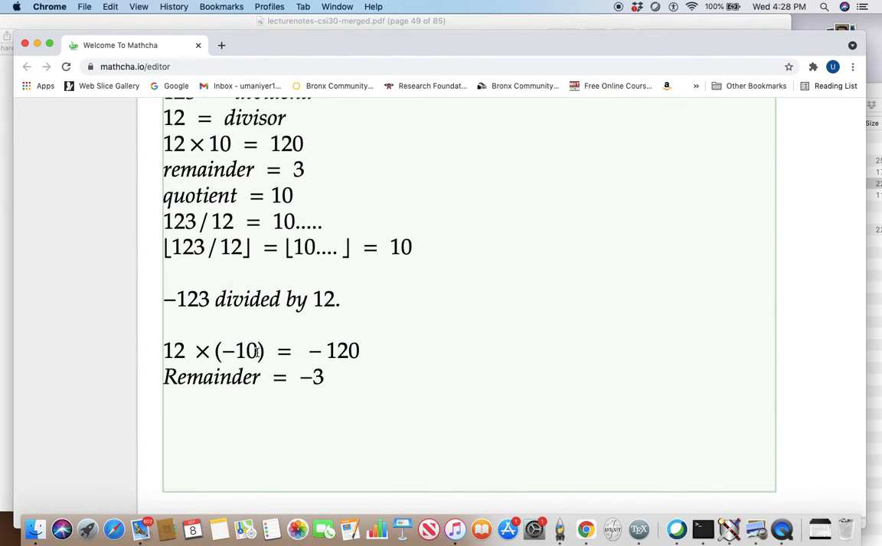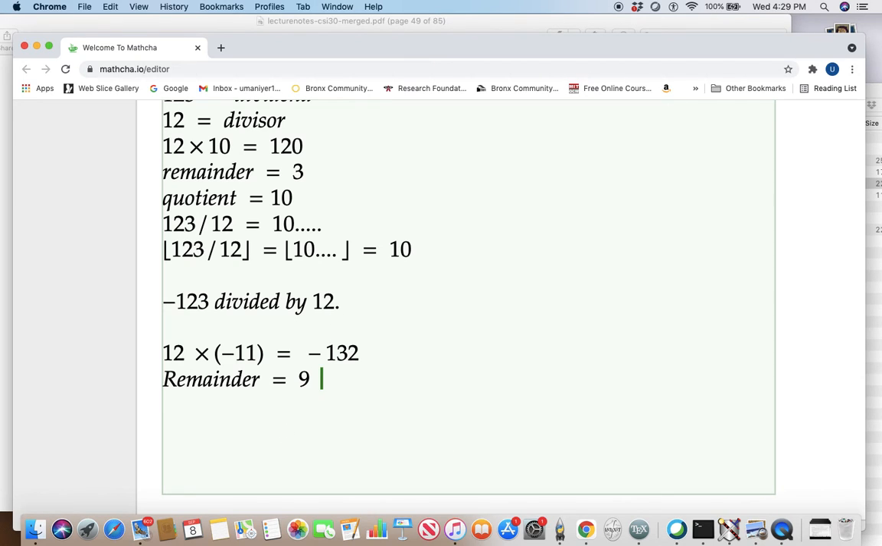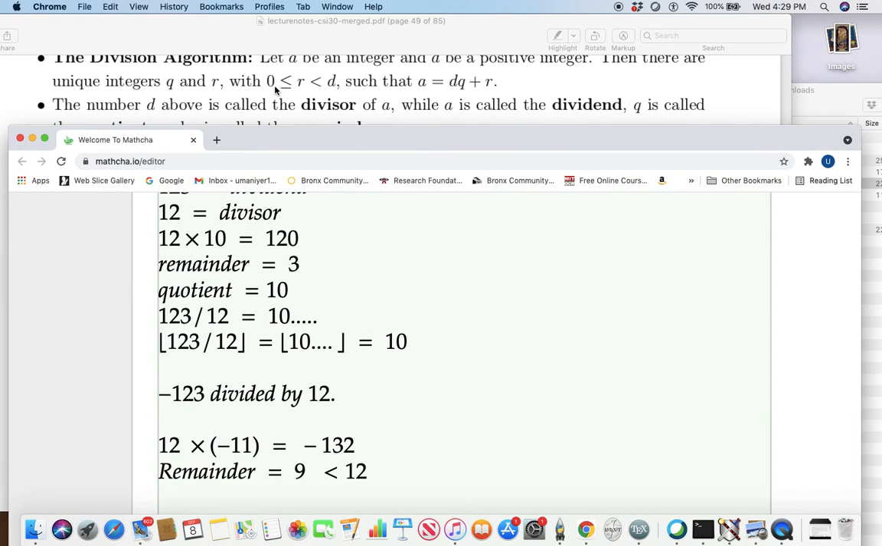So what do we do? We have to go one more. 12 times negative 11 is negative 132. Now let's see. Negative 132 is farther down from negative 123. How much further? 9. You see the difference between these two? You get negative 123. So 9 is greater than or equal to 0 and less than 12. So remainder has to be 0 or more. That's an important requirement of the division algorithm.